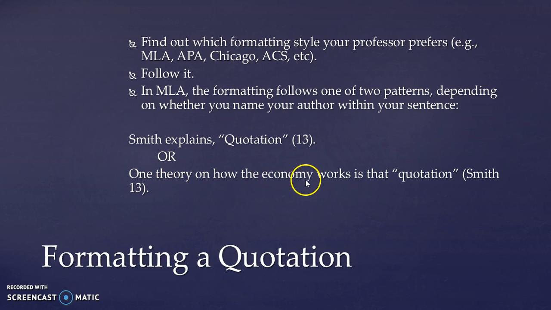One theory on how the economy works is that quotation, and then you put, again, end the quotation, put a space, parentheses, author's name, just another space, no punctuation here, and then the page number, end the parentheses, and put the punctuation. That's it. It's very simple. All you have to do is one of those two things when you format a quotation.